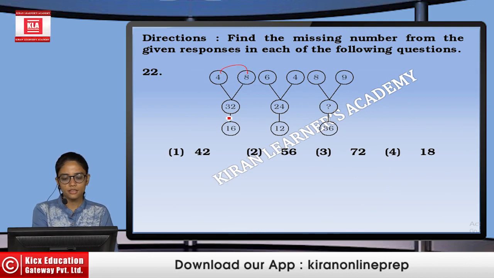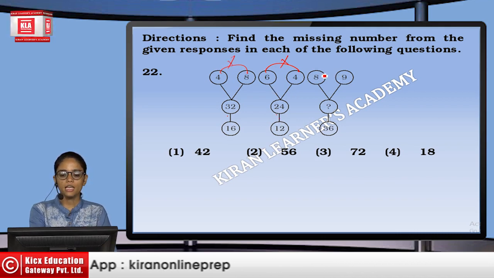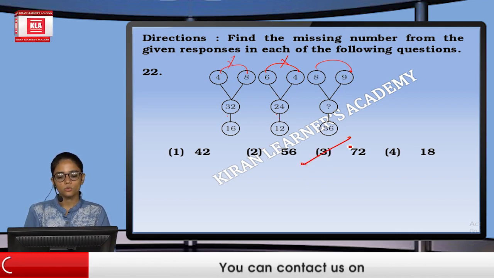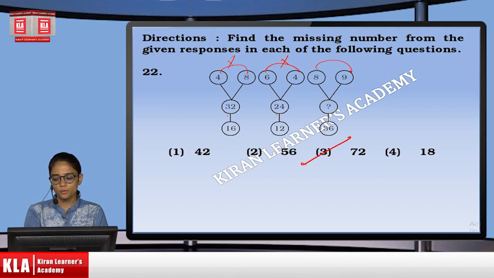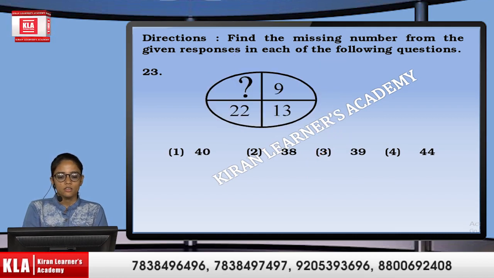4 into 8 is 32. Similarly, 6 into 4 is 24. 8 into 9 will give us 72. That means option number 3. Next question.